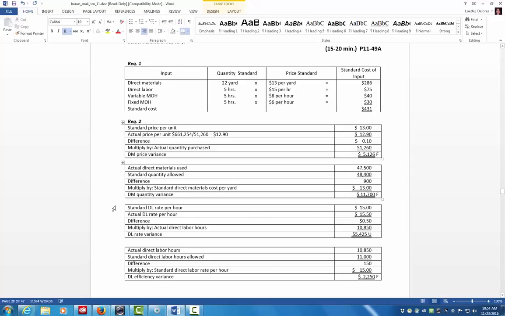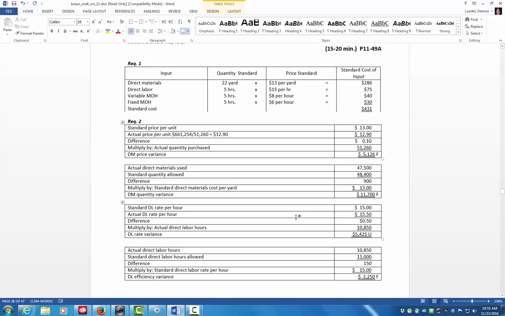Okay, so now we're going to move away from the direct material and look at direct labor. First looking at our rate variance and then looking at our efficiency variance. So when we look at the rate variance, we're going to look at our standard, which is given at $15 per hour. That was given in the material. And then we have to calculate our actual direct labor rate per hour as it's $15.50.